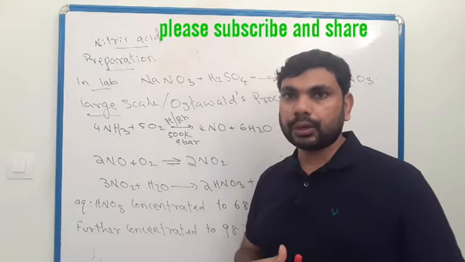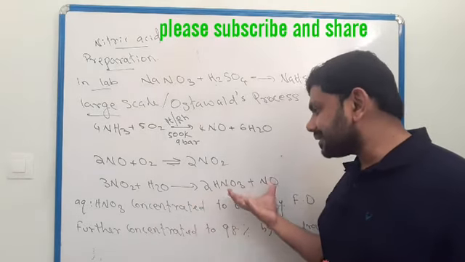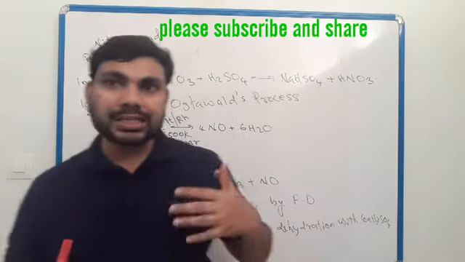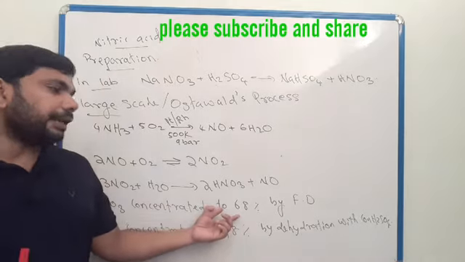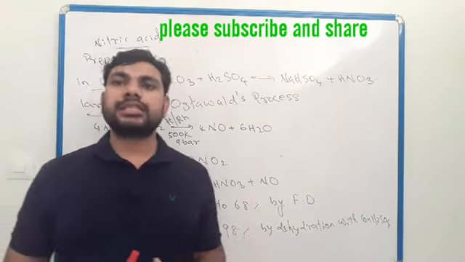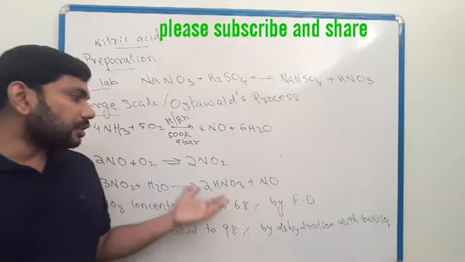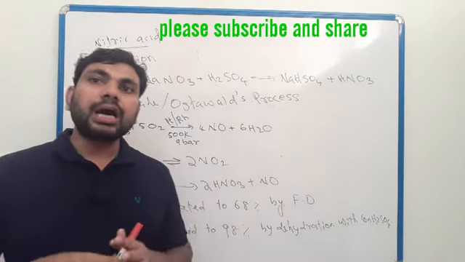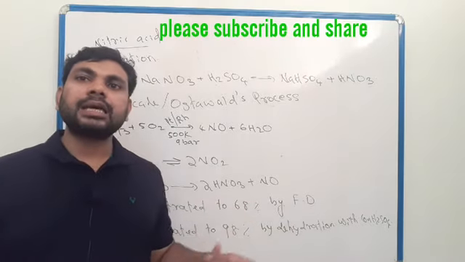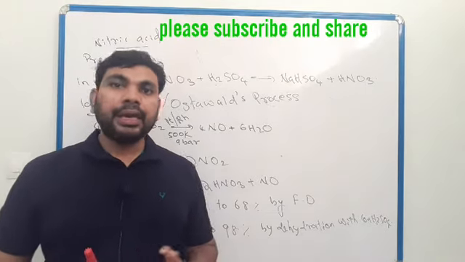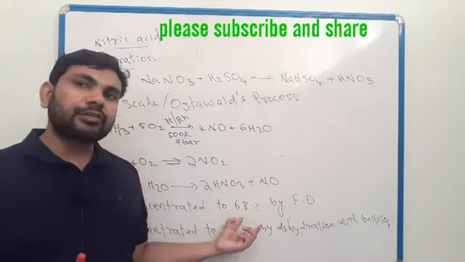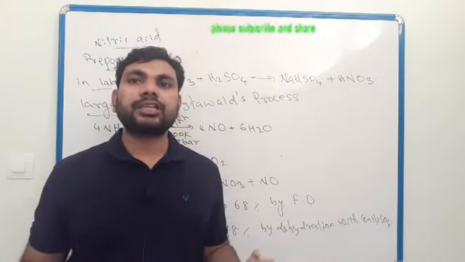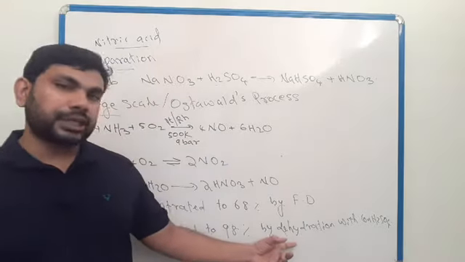Ostwald process. The nitric acid obtained by this method is not concentrated. We can make it concentrated up to 68% by fractional distillation. Again, 68% concentrated nitric acid, we can change to 98% concentrated acid by dehydration.